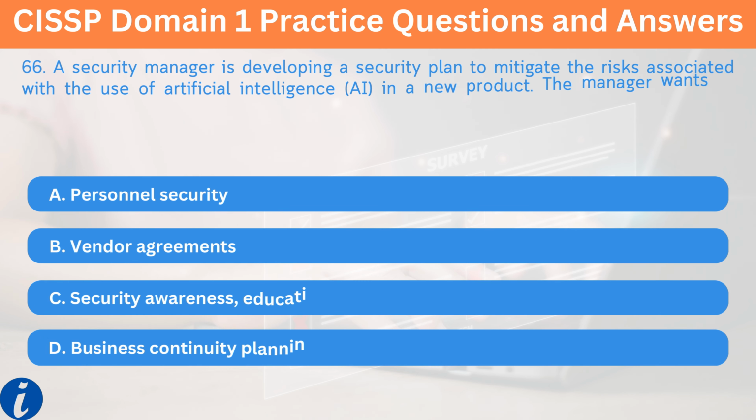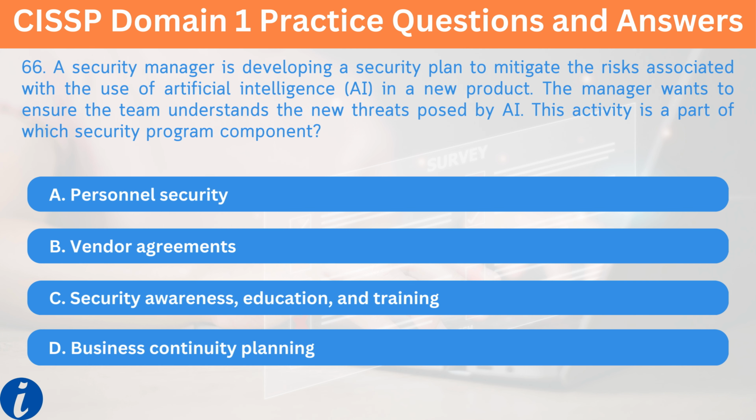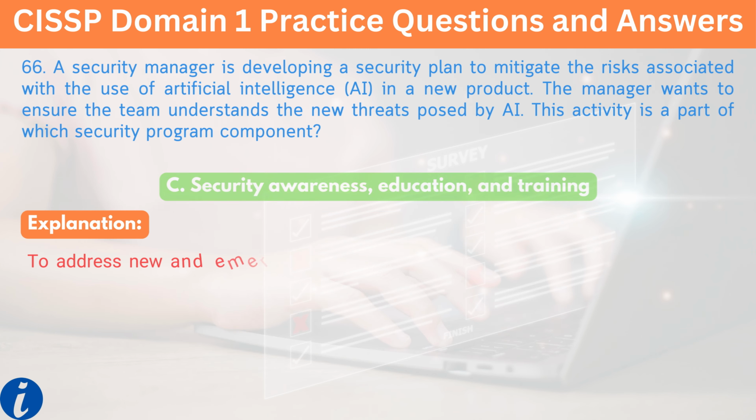66. A security manager is developing a security plan to mitigate the risks associated with the use of artificial intelligence, AI, in a new product. The manager wants to ensure the team understands the new threats posed by AI. This activity is a part of which security program component? A. Personnel security. B. Vendor agreements. C. Security awareness, education, and training. D. Business continuity planning. The correct answer is C.